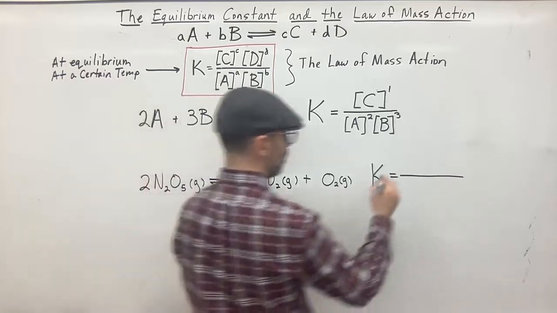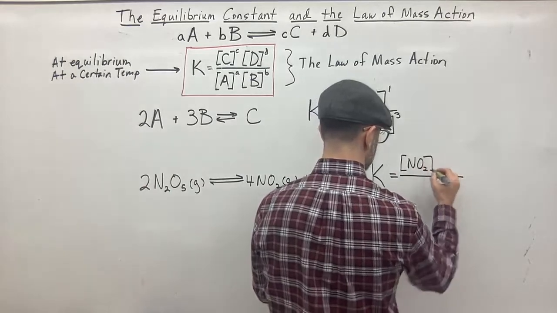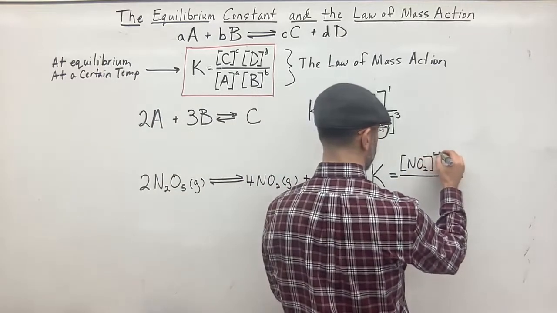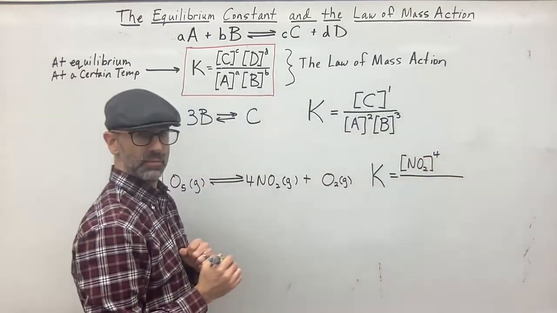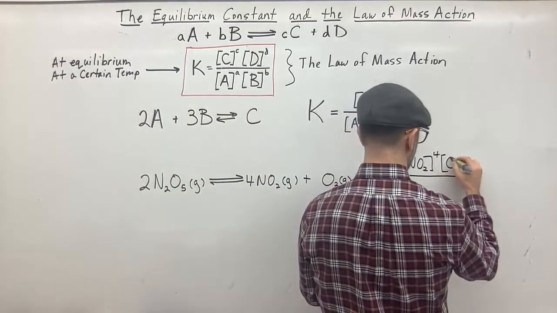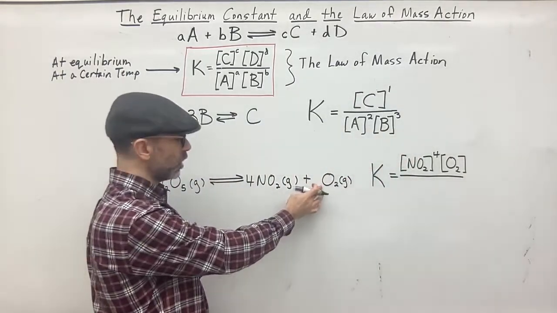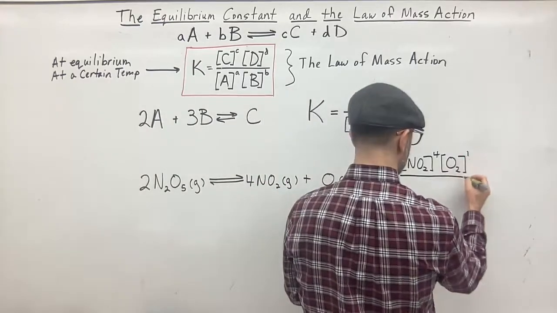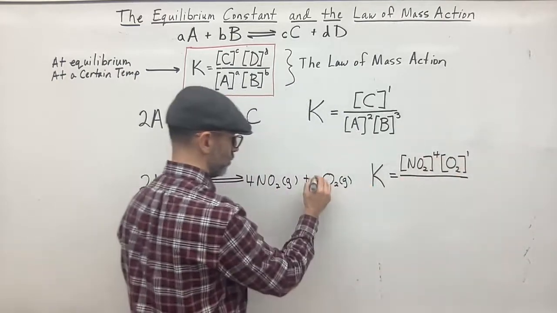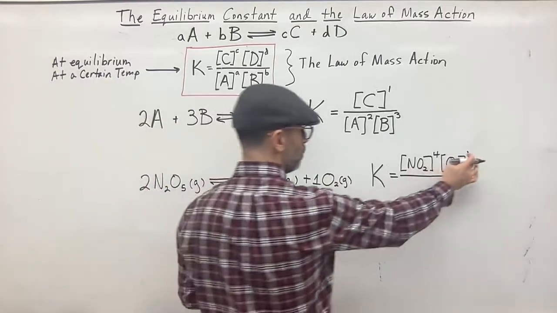So NO2, so the concentration of NO2, and it's got a 4 coefficient, so that's going to be a 4 exponent. And then now we have oxygen, so we're going to multiply that by the concentration of O2. And it's got a 1 coefficient, so we can put a 1 there. Again, you don't have to write the ones, but I'm just showing you that it's a coefficient, so this is a 1. There's a 1 there. We don't normally write ones, so I'm just showing you.